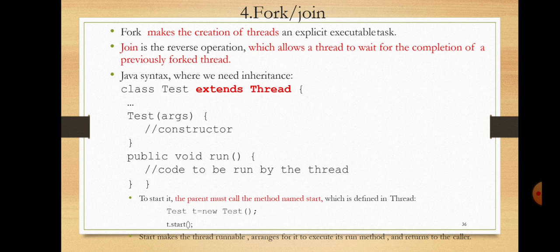Next option is the fork or join operation. The fork-join concept you have already studied in the operating systems course, and also done in the operating system lab, I think. Fork makes the creation of a thread an explicit executable task. Okay, this fork is actually used for creation of the thread. The child process is created using fork. Then join is the reverse operation, which allows a thread to wait for the completion of a previously forked thread.